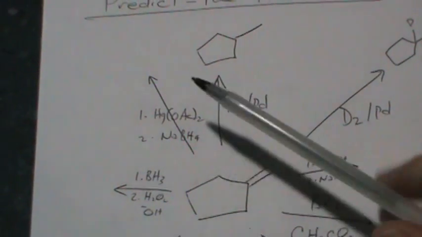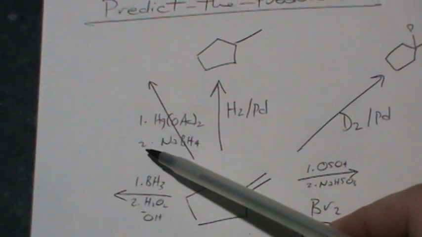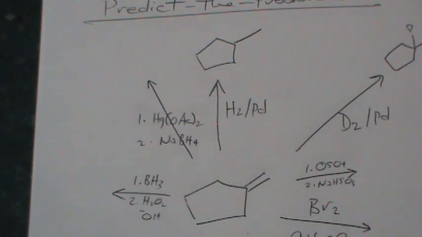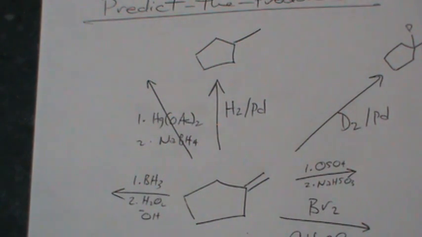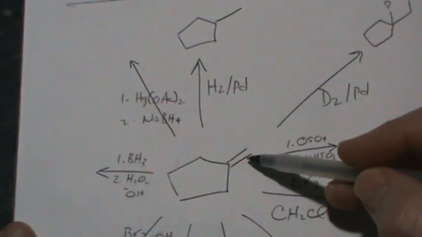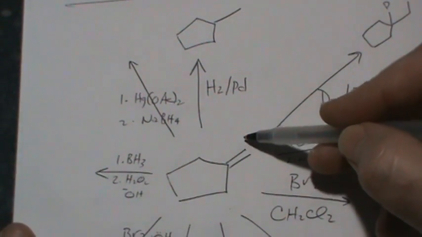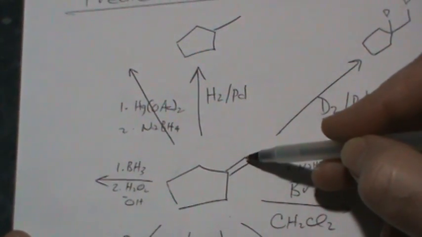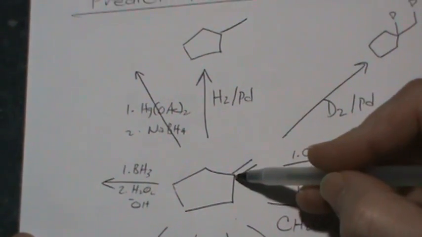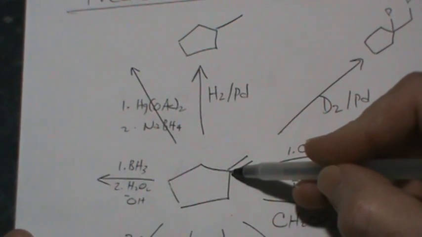Let's move over here. We have mercuric acetate in the first step, followed by sodium borohydride in the second step. Those are oxymercuration reduction conditions, and we use them when we want to do a hydration without the possibility of a carbocation rearrangement. It will be a Markovnikov hydration. Now if we look at this alkene carefully, this is definitely an unsymmetrical alkene, so a Markovnikov hydration would mean that we add hydrogen across the less substituted carbon, that's this primary carbon here, and OH across the more highly substituted carbon, that's this tertiary carbon here.